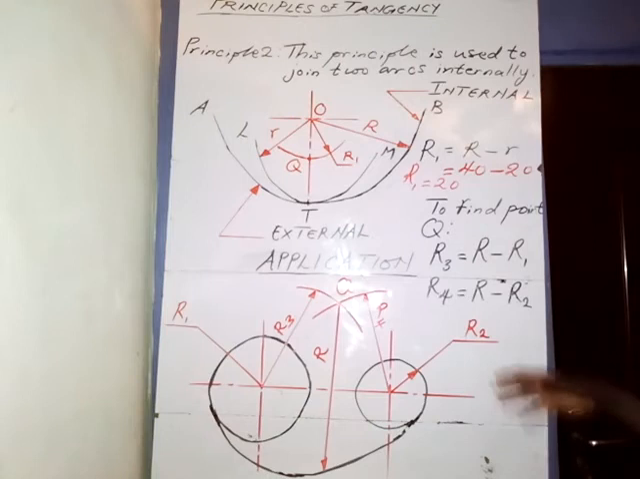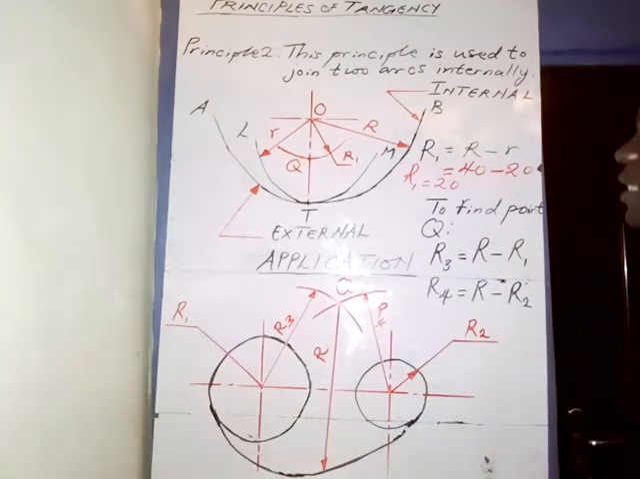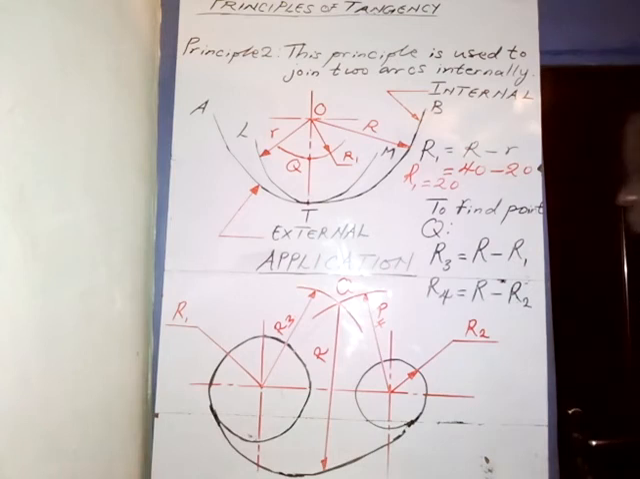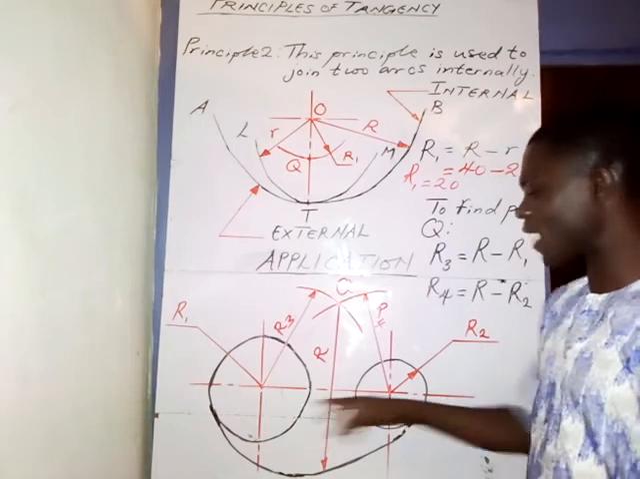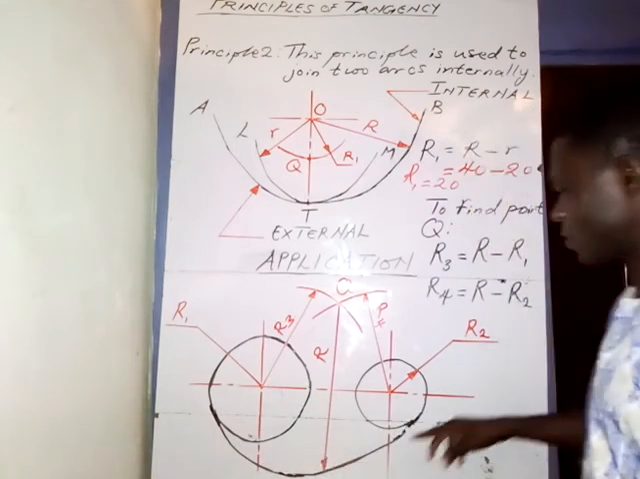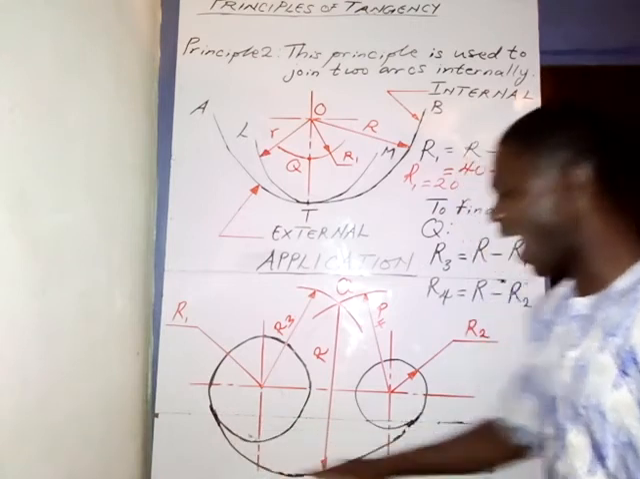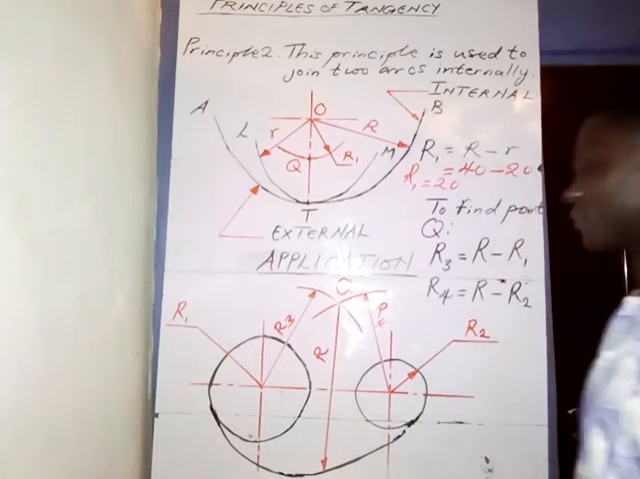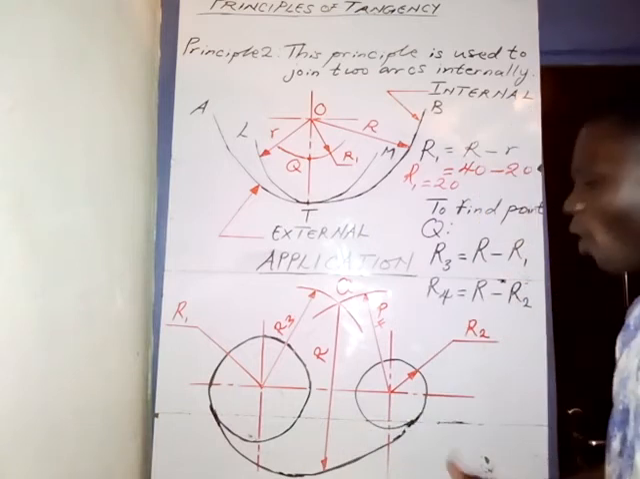Now, let's look at the application of the second principle of tangency, which is what we have here. What we want to do is to make these two circles touch this arc internally, to touch the internal part of this arc. So how can we do that?